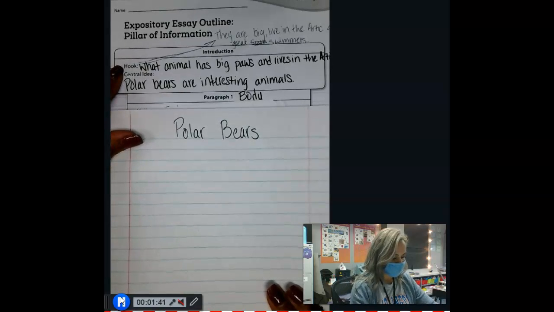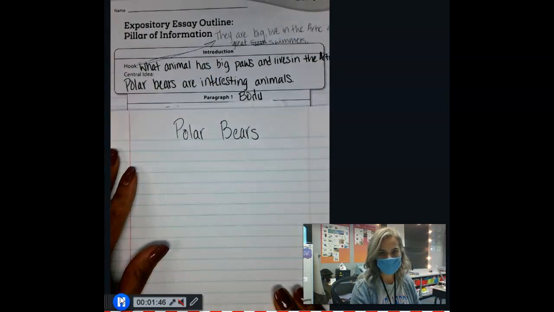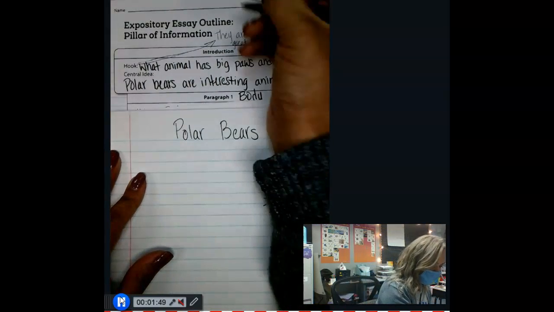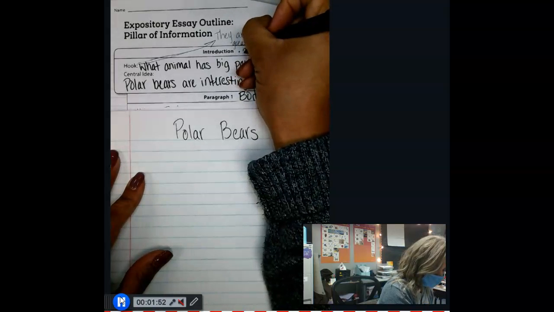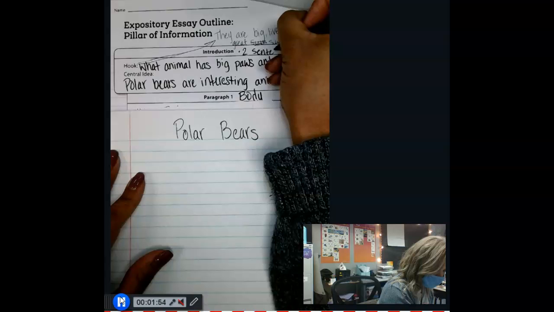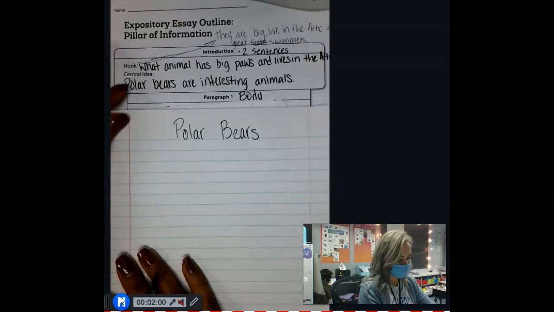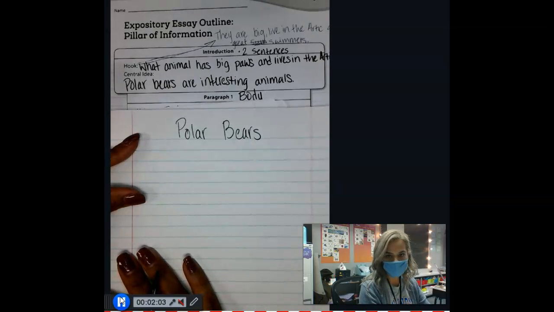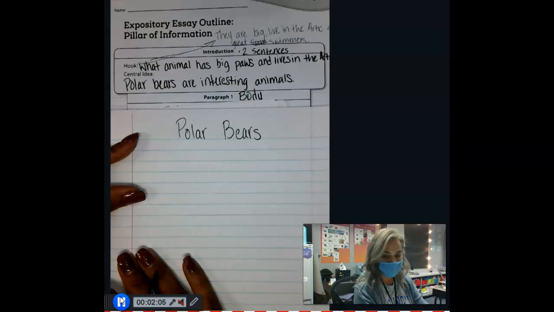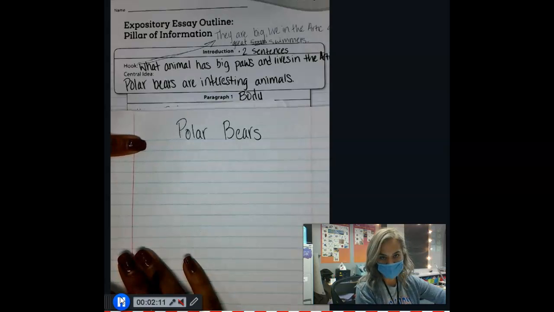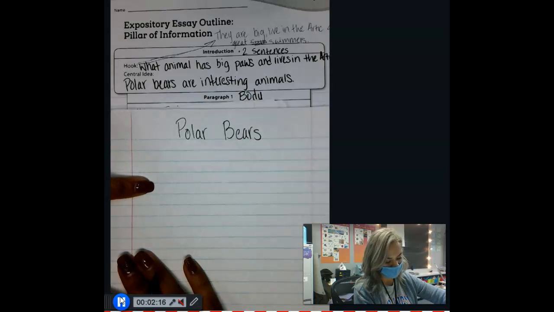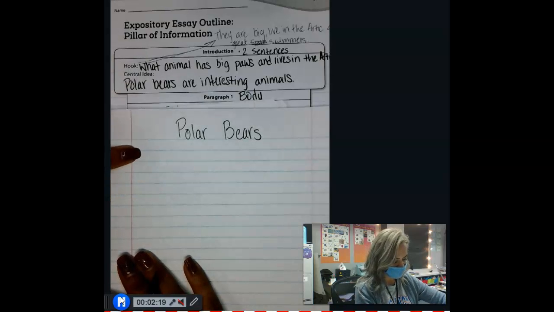Our hook and our central idea is part of our introduction. So remember, for your introduction, you need at least 2 complete sentences. So I'm going to write 2 sentences. Basically what you're doing is taking what you wrote in your introduction and transferring it over to your writing notebook and writing a paragraph. Don't forget to indent, which means to leave a little space before your first word, and then you are going to skip lines. So you want to begin with your hook.